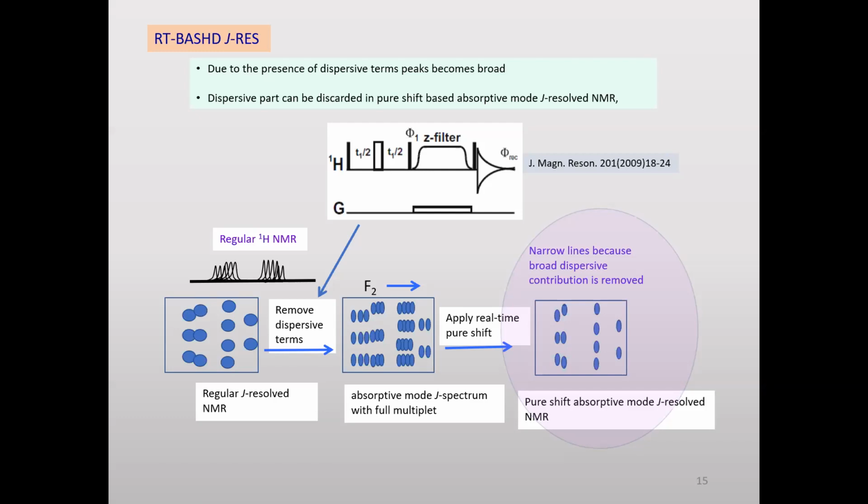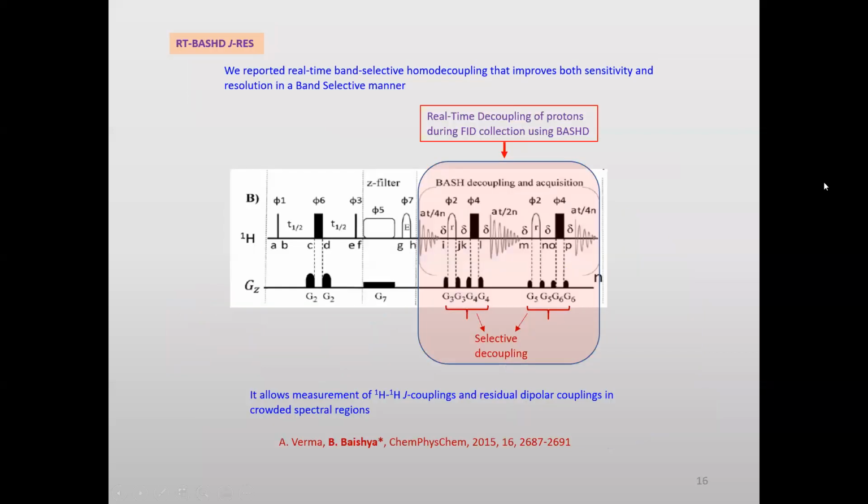And we figured out that if we apply the real-time BBHD blocks like bilinear rotation decoupling or Zangger-Sterk sequences or even band selective sequences, if we apply the real-time application of these pure shift approaches, then it is possible to get ultra-high resolution Z-resolved spectrum that I have shown on the right side. Because the moment we apply these real-time broadband homodecoupling blocks, the multiplets in the direct dimension of absorptive mode Z-resolved spectrum can be replaced by singlets. And so we designed this sequence, real-time band selective homodecoupled Z-resolved sequence.